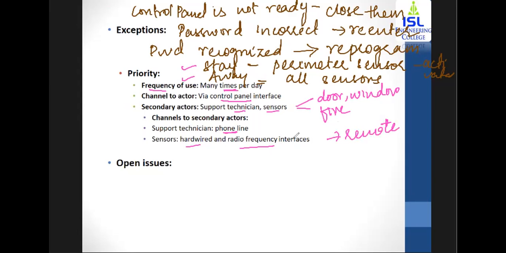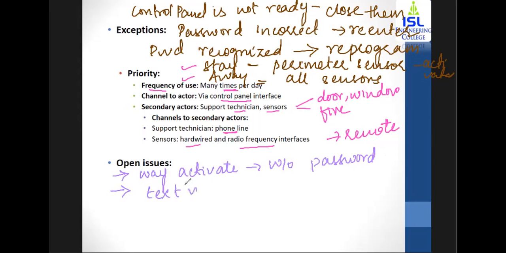The next are open issues. Now what are the different open issues? Open issues means there are 3 to 4 different open issues. Whether there is another way where you can activate the system without entering the password. If there is a way or not, you're going to identify that. If additional text messages can be displayed on the control panel or not, that is going to be identified.